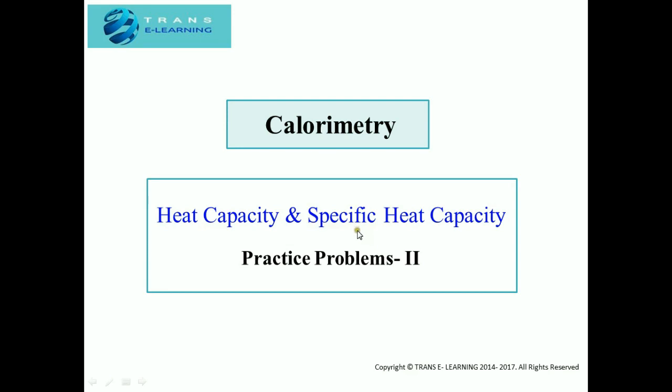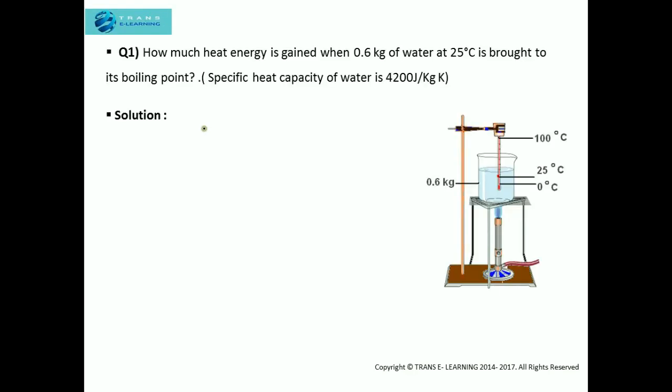Today we'll be discussing heat capacity and specific heat capacity, and practice problems related to it. So let's see what all questions we'll be covering in this video. The first question: how much heat energy is gained when 0.6 kg of water at 25 degrees Celsius is brought to its boiling point? Specific heat capacity of water is given as 4200 joule per kg per Kelvin.